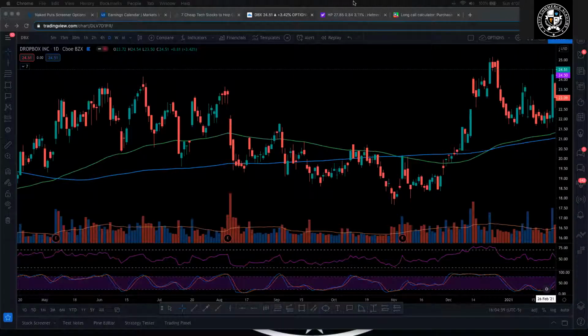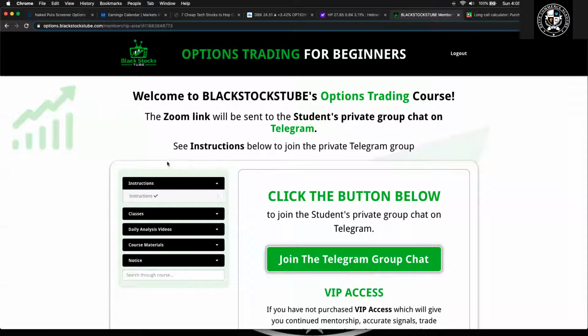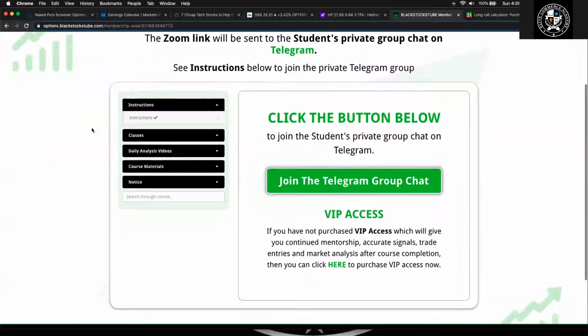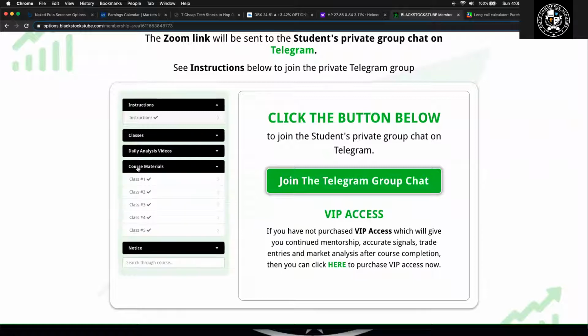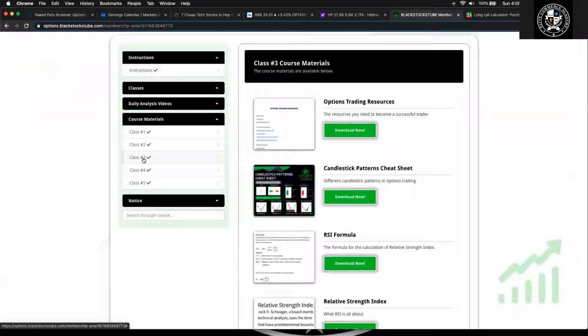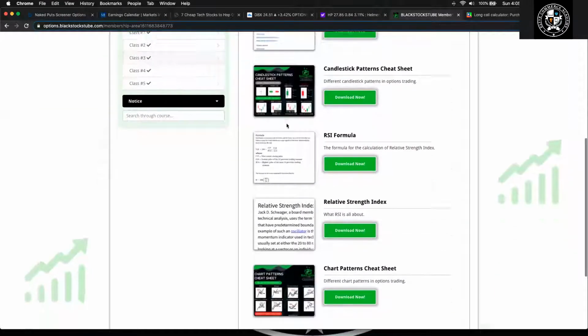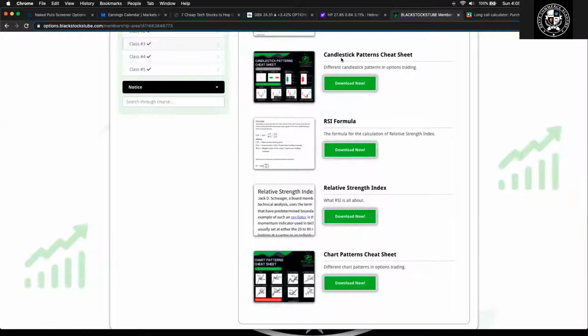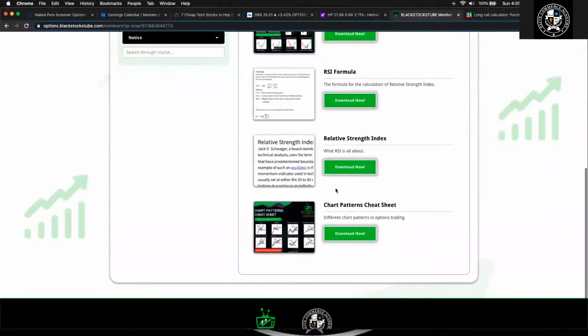All right, so if you look at the members area, right? Everybody see this, right? Go down to course materials, all right? And we're on class 3. So open up class 3 and you can see the charts that I got for you. So you got a candlestick patterns cheat sheet right here, and then you got a chart patterns cheat sheet right here, all right? So I'll pull mine up so y'all can see them.